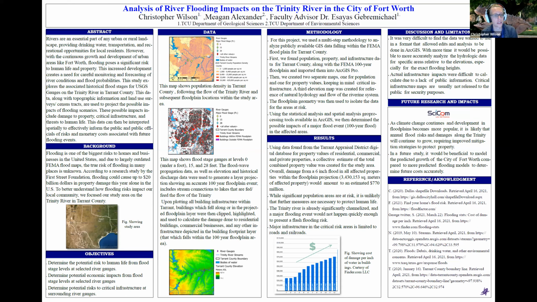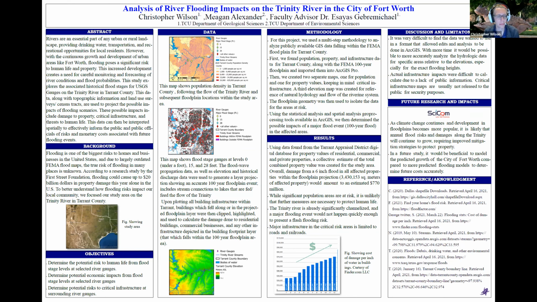For this project, we used a combination of USGS flood gauges, FEMA floodplain mapping, as well as the elevation maps of Tarrant County to look at the Trinity River that flows through the middle of Fort Worth, to look at the possible impacts of current flooding situations and possible flooding situations that might not have happened yet, but are probable.